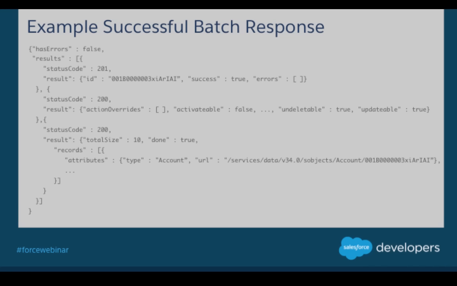Now, an example success response: the first thing you'll see is hasErrors equals false, meaning there were no errors in the transmission. And then you'll have a JSON object of results. Each result corresponds to the order that the batches were put in. So the first one we'll see is a 201. It was a successful create of the account. Second was a status code of 200, which provides you the result of the describe. And the third is a 200 that provides you the result of the query.